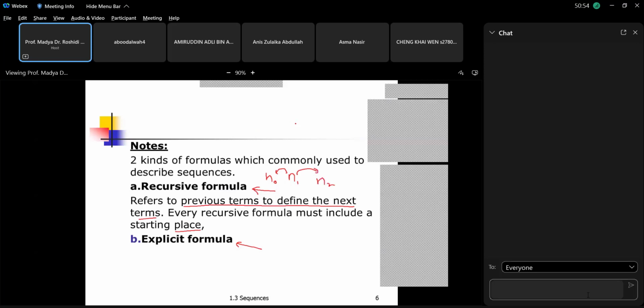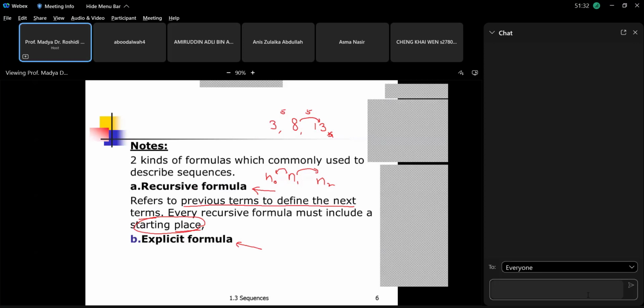For example, here, given to you 8 and given the starting point, the starting point is 3. So we can predict the next term. Here 8, the starting point 3. So we know the difference between them is 5. So for sure, from 8 to the next term, which is plus 5, it will be 13. This kind of formula we call a recursive formula.